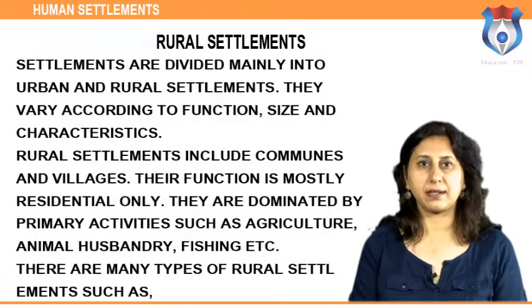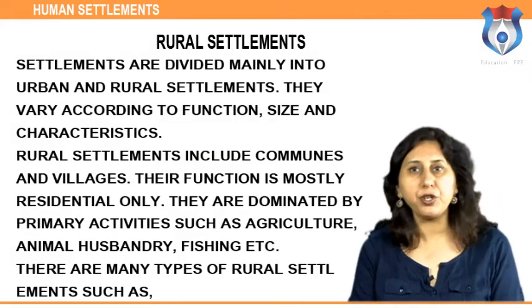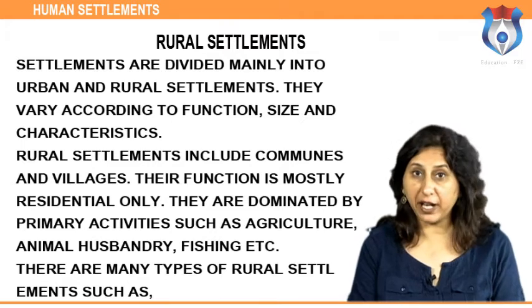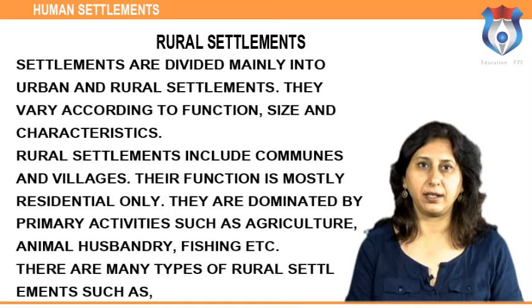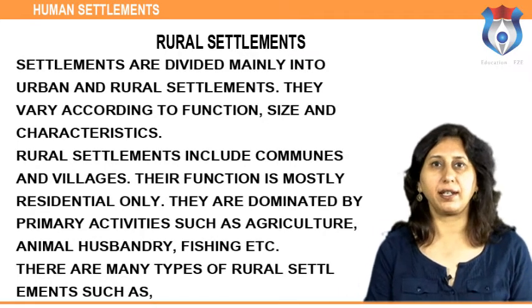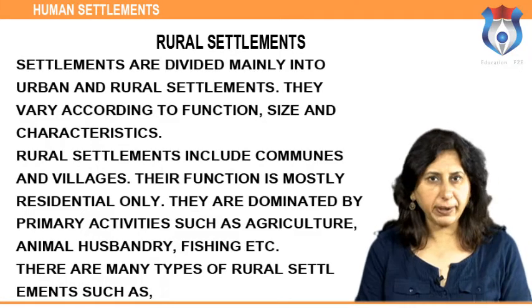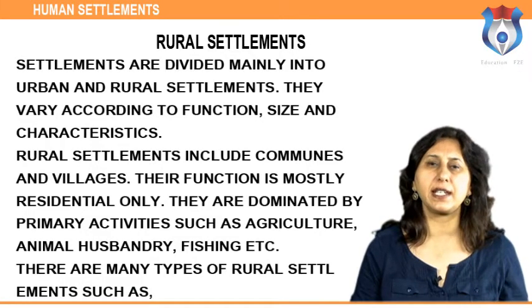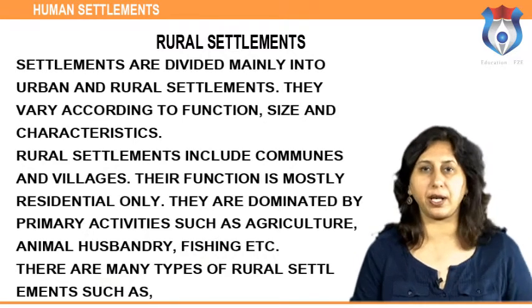Rural settlements. Settlements are divided mainly into urban and rural settlements. They vary according to function, size, and characteristics. Rural settlements include communes and villages. Their function is mostly residential only. They are dominated by primary activities such as agriculture, animal husbandry, fishing, etc.